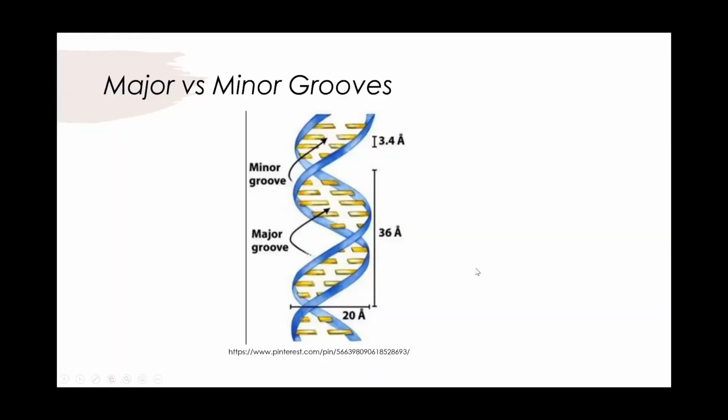DNA helices have major and minor grooves. The minor groove is the part of the coil where the 2 backbones are close to each other. Major grooves are where the 2 backbones are far apart.